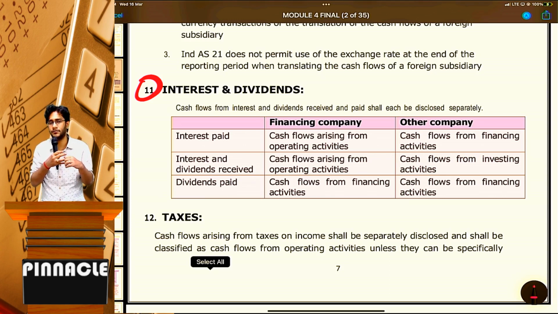Dividend declared to your shareholders is financing. There is no doubt on that. Dividend declared by any company is always a financing activity, whether it is a bank or not. So that is the 11th point I wrote.